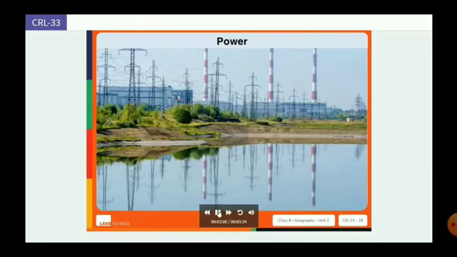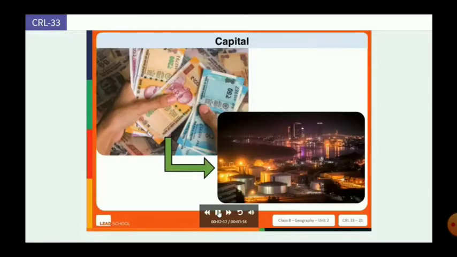Thus, areas where electricity is available and is cheap are preferred for industries. Next, we have capital. Capital refers to the wealth or money that can be used to start and run a business. More industries are seen in developed areas or countries where capital is easily available.